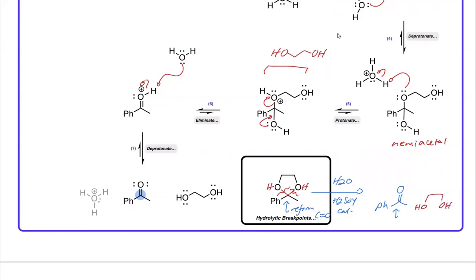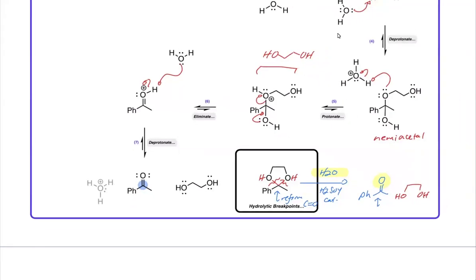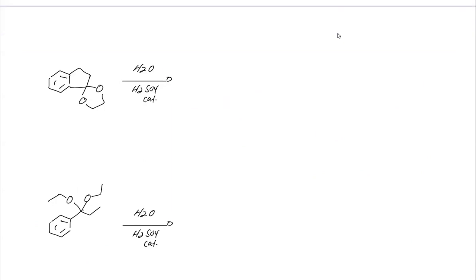So we'll regenerate a carbonyl, and the carbonyl oxygen is coming from our water, which is adding into the structure, and we kick off our 1,2-diol component. Now, let's show a few more examples of this.